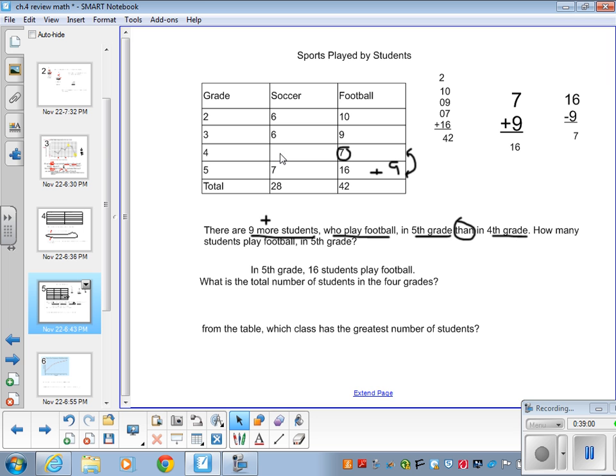Awesome. I didn't have to find out how many 4th graders played soccer because none of these questions ask me how many 4th graders play soccer. They just want to know the total number of students in the 4 grades. And I can count. 2, 3, 4, 5, that's 1, 2, 3, 4 grades. Now what I have to do, I have to add 28 and 42 to find the total number of students in the 4 grades.